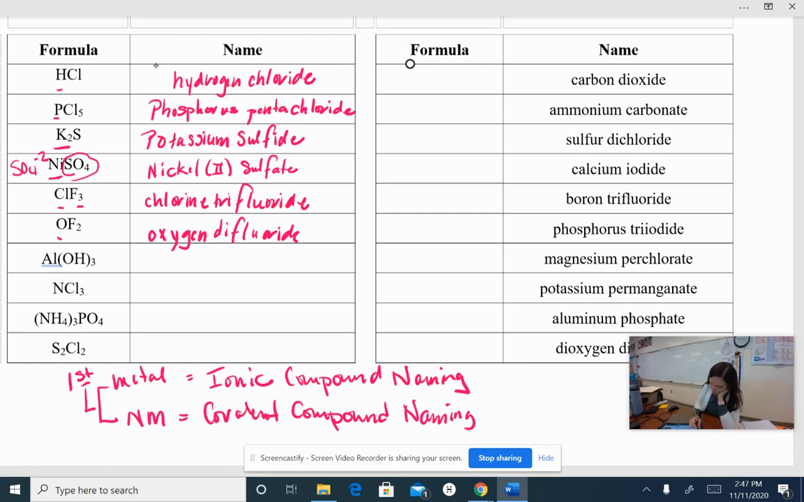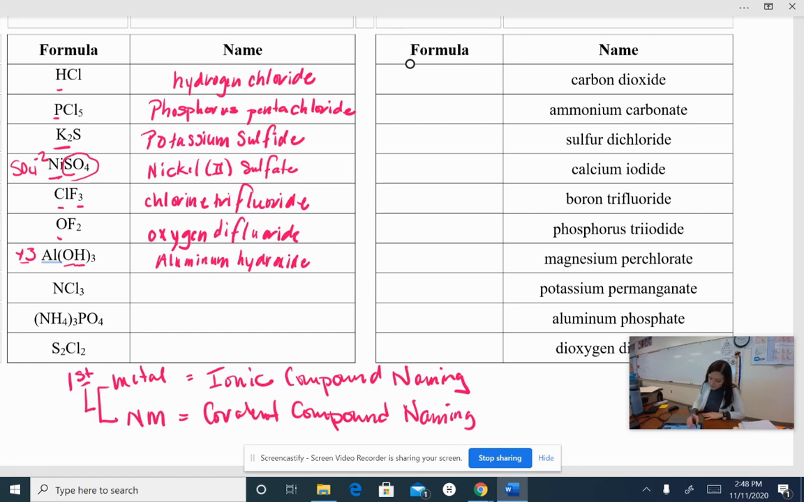Difluoride. Okay, aluminum here is a metal. It's part of our transition metal group, but it's one of the few transition metals that has a set charge. Aluminum is always a +3, and because it's always a +3, we do not need to put a Roman numeral here. We have to also look up OH. If we look up our OH, it is called hydroxide. So we are going to call this aluminum hydroxide. Okay?